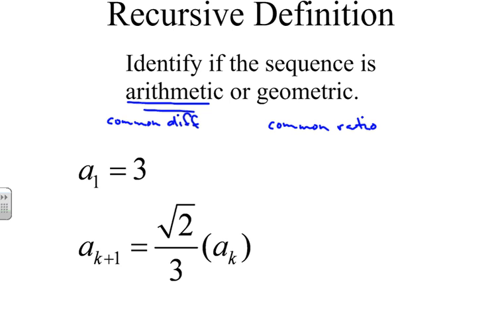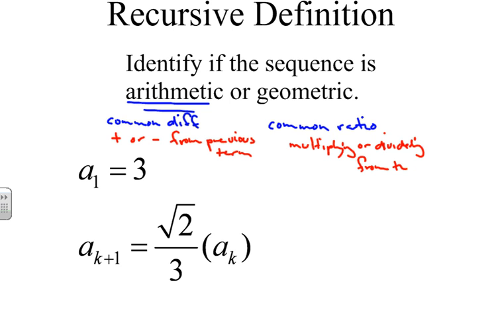Common difference means you're adding or subtracting from the previous term. When you talk about common ratio, that means you are multiplying or dividing, which is the same thing, just by the reciprocal, from the previous term. By doing this, we can look at this and say, okay, what are we doing to the previous term? And we can figure this out by just writing out the first couple terms.